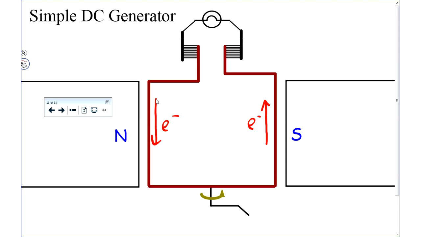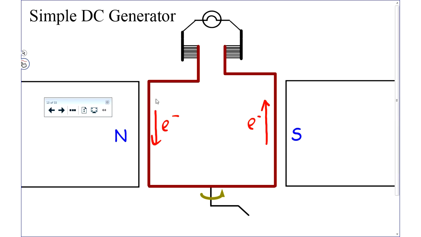And that's why this is called a DC generator. It generates electrical energy that we call a direct current type of electrical energy. And that just means the electrons are always flowing in the same direction. So as long as you are cranking this, you're going to generate electricity.